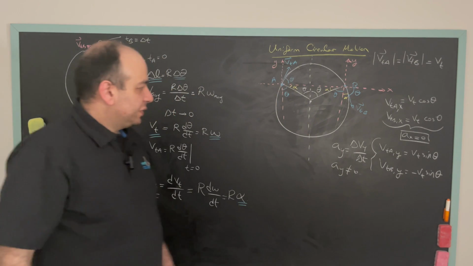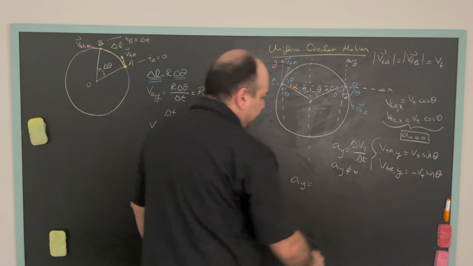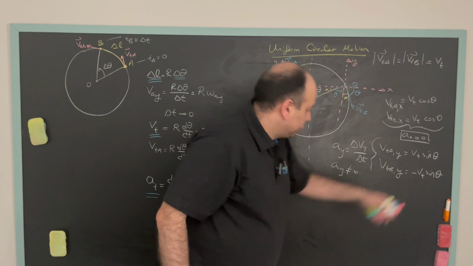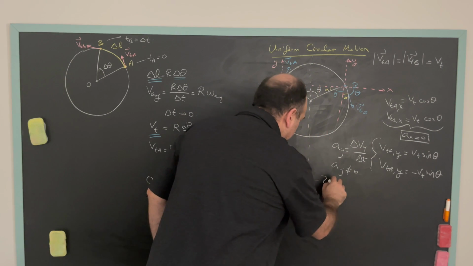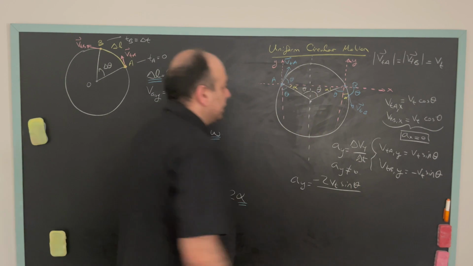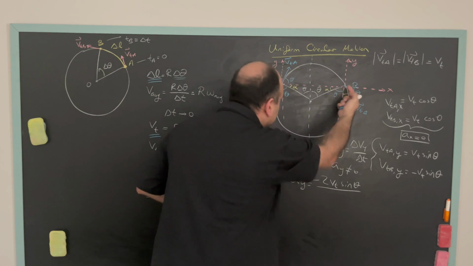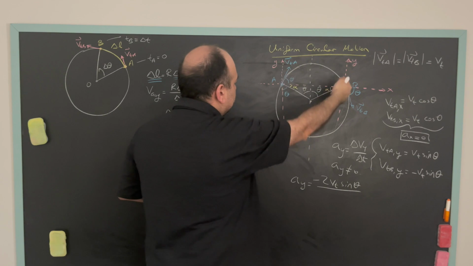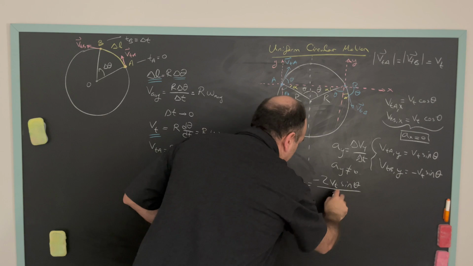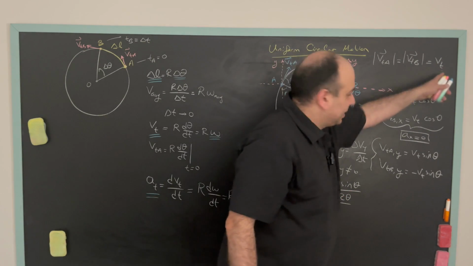Okay? So let's find what it is. So A sub y is simply equal to change in velocity. So final minus initial. This gives me minus 2 Vt sine theta divided by delta t. So what is delta t? It is the time it takes to go from A to B. So I know the arc length here, which is r. So this is r times 2 theta, right? Divided by the speed. The speed is constant, V tangential.